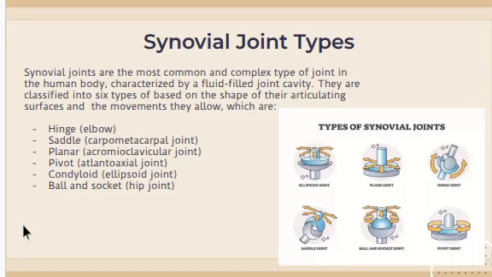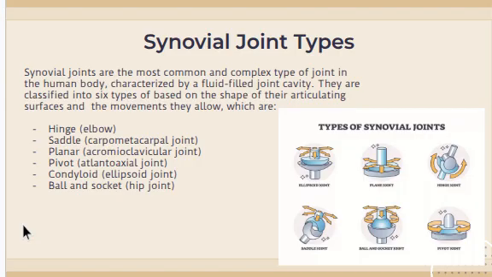So moving on to the pivot joints. In a pivot joint, a rounded part of one bone is enclosed within a ring formed by another bone and ligament. This allows for a rotational movement around a single axis. So examples of this are the joint between the first and second cervical vertebrae that lets you turn your head, and the joint in the forearm that allows the palms to turn up and down.